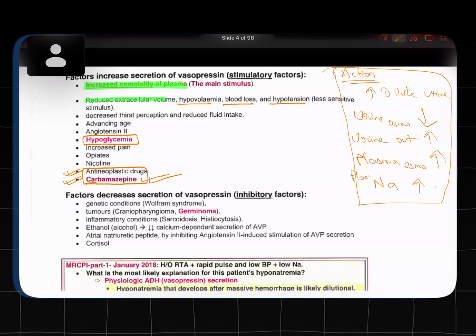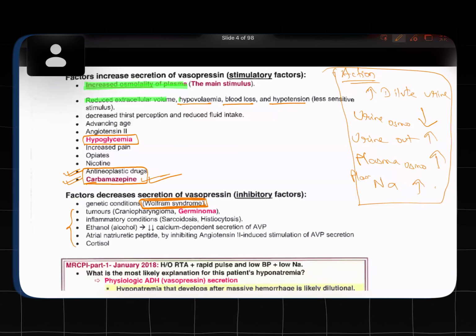Factors decreasing the secretion: so far, only Wolfram syndrome has come in the exam. That is also 2 to 3 times in the last 5-6 years. So not very frequent, but try to remember. The others have not yet appeared in the exam.